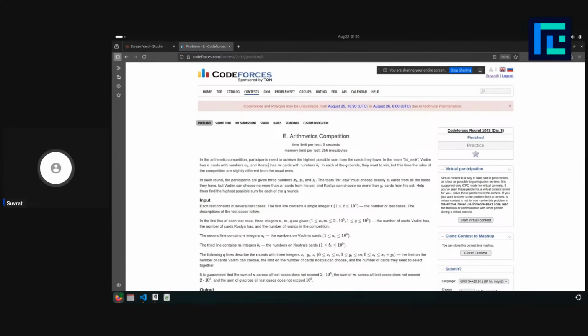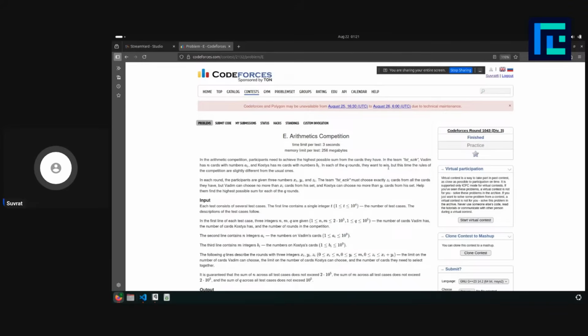So E is arithmetics competition. In the arithmetic competition, participants need to achieve the highest possible sum from the cards they have. In the team, Vadim has N cards with numbers A_i and Kostya has M cards with numbers B_i. In each of the Q rounds, they want to win, but this time the rules of the competition are slightly different from the usual ones.